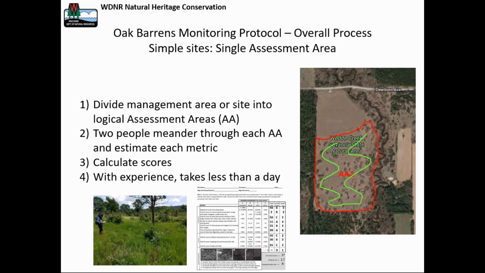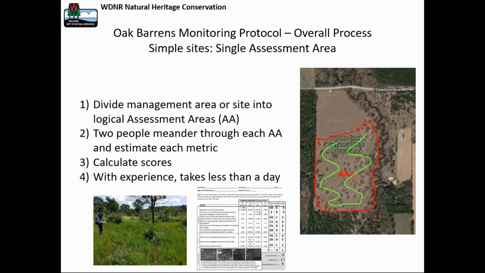You would have ideally at least 2 people meander together through the assessment area and estimate each metric together. The idea of 2 people doing it together is that they can talk about it. One might say, I think the invasives were maybe 1 to 2% cover, and somebody else might say, well, I think they're maybe 2 to 3% cover, but let's meet in the middle, let's call it 2. Either way, we're solidly in the B range.